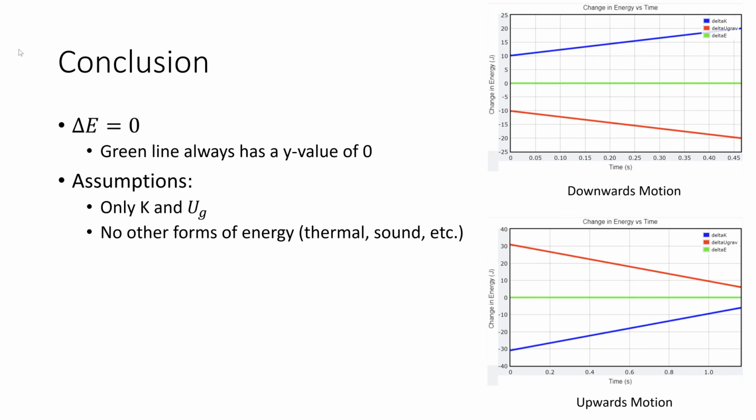As you can see by the energy graphs of Christoph's downwards and upwards motions in GlowScript, his delta E is always zero, meaning that energy is indeed conserved. This can also be proven by observations of his position and velocity.